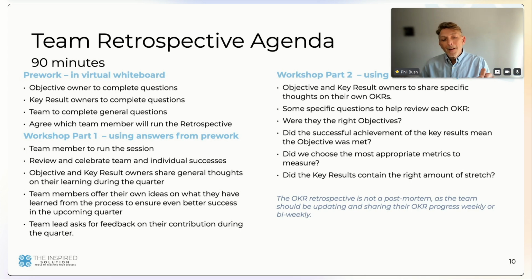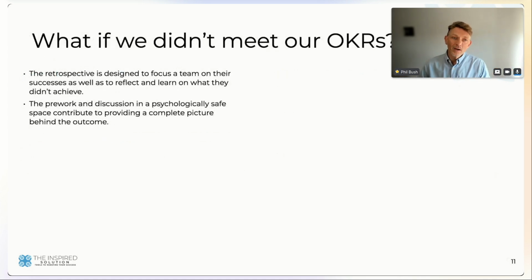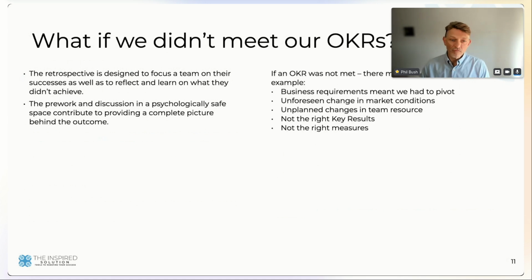Now, maybe OKRs weren't met, and let's think about what that means and what to do about it. During the retrospective, what you should have been able to do is paint a full picture of what happened over the quarter. And if you didn't achieve the OKR, there may have been a range of reasons. Maybe business requirements changed and you had to pivot. Maybe there were some changes in the market. Maybe there were some changes, as I said earlier, in the team resource. Maybe when you look back and reflect, they weren't the right key results. They weren't the right measures.